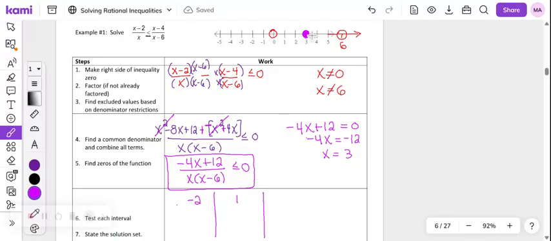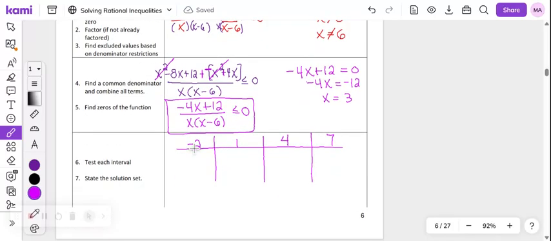Between 3 and 6, I'm going to test 4. And greater than 6, I'll just test 7. Now here's what's nice. We're just going to drop these numbers in here and we're going to look for the sign. Is the number positive or negative? And see how that all shakes out as it compares to 0.